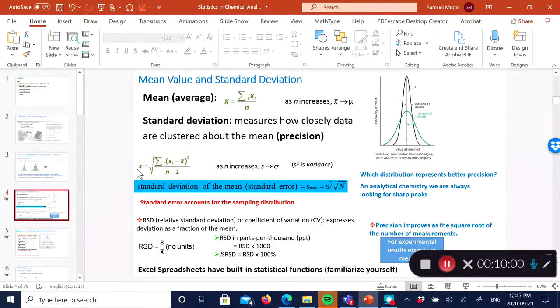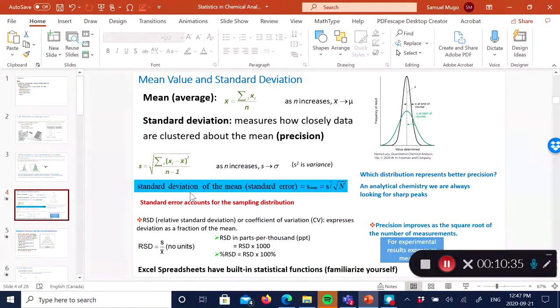And so this is the absolute standard deviation. Now, if you take the absolute standard deviation and you square it, normally we refer to that as variance. And as I've said up here before, as n increases, meaning as the number of repeats of measurement increases, the standard deviation here approaches sigma, which is the standard deviation of a population, okay?